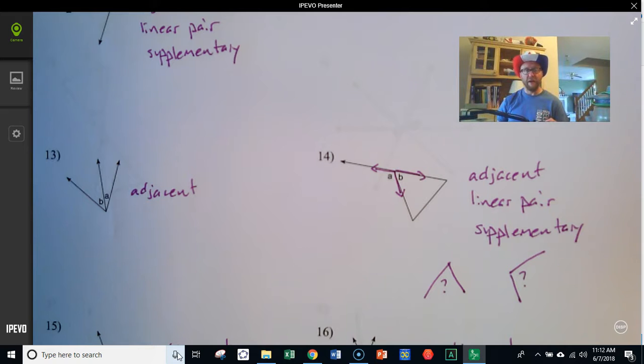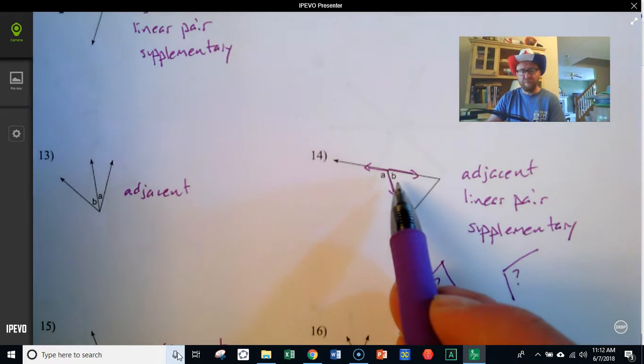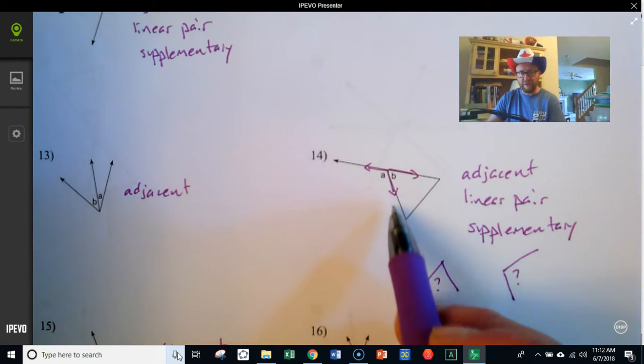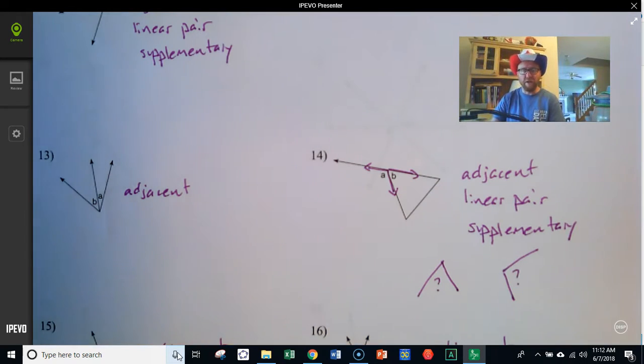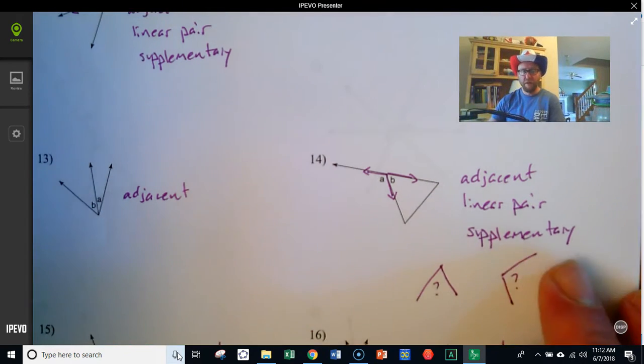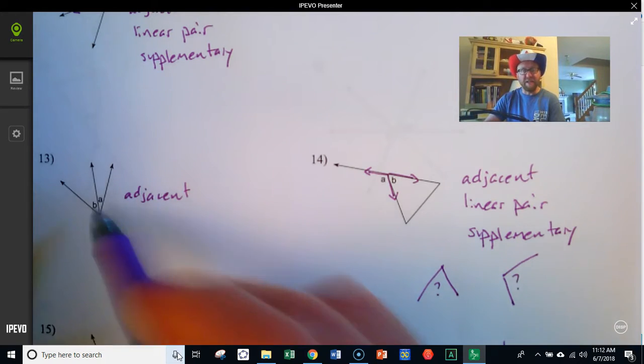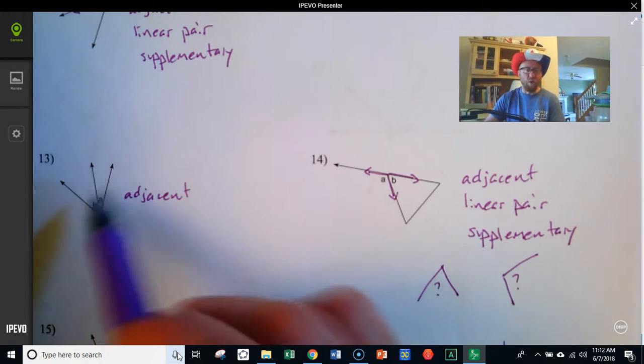Whereas linear pair, vertical angles, and adjacent tell us something about how the angles are related to each other on the plane. Linear pair means, like this, that the two sides that they don't share form a straight line. Adjacent simply means that they share a side, and that they don't overlap, by the way.